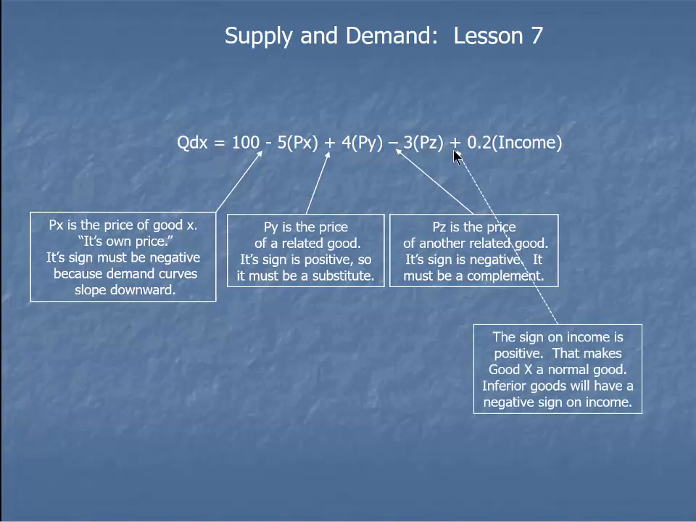And finally, this sign right here on income, again, could be positive or negative. In this case, it's positive, which means that this good must be a normal good. That is, when income goes up, sales of this good go up. But it could possibly be negative there, in which case good X would have been an inferior good. If you don't remember normal and inferior goods, go back to lesson 2 and review that. Okay, so here is a multivariable demand curve.